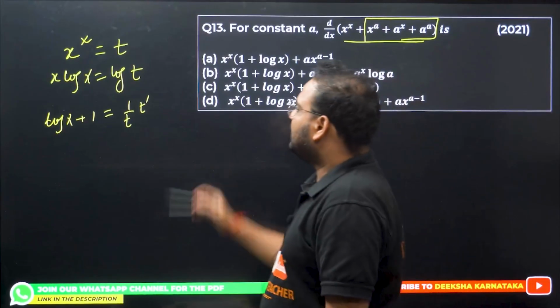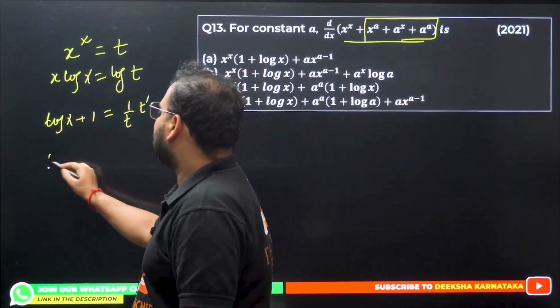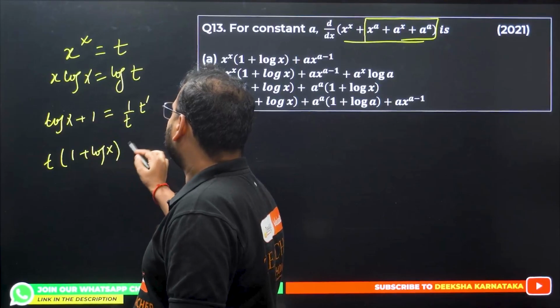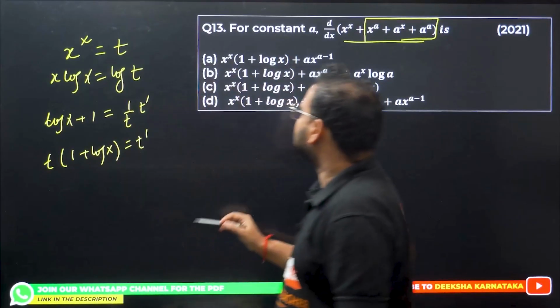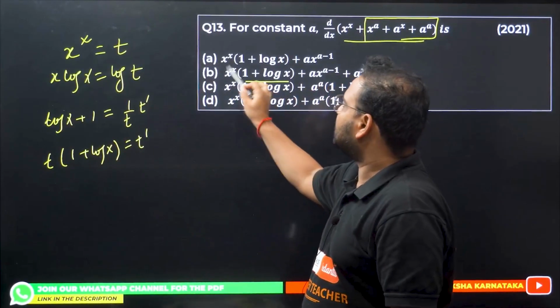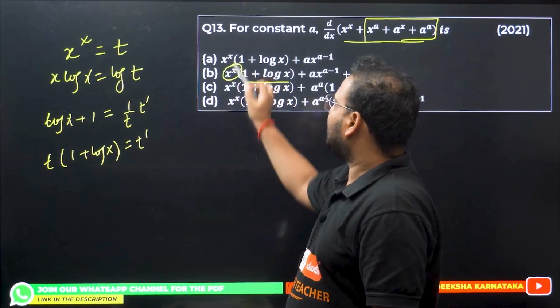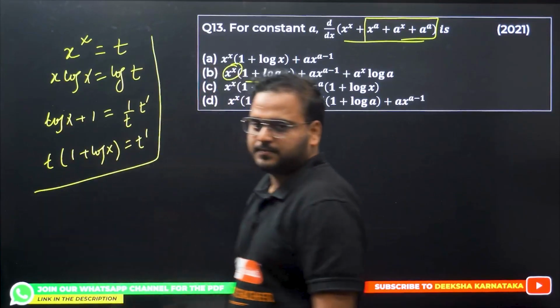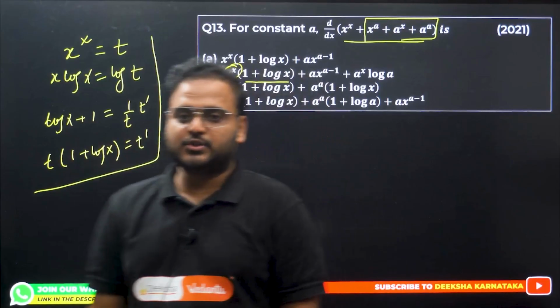If you take it on this side, you'll get t times (1 plus log x) equals t dash. Check this out: 1 plus log x into x power x. So you have that coming everywhere, right? This is required in the question, of course.